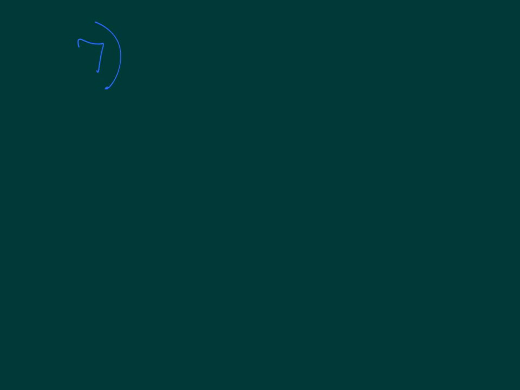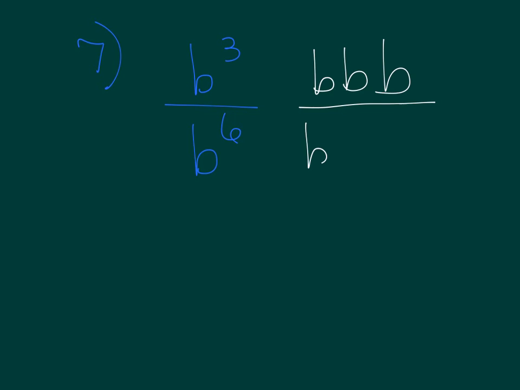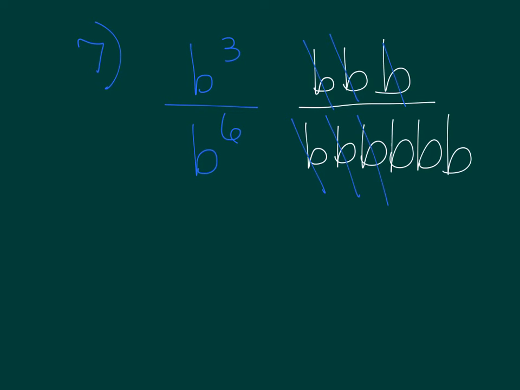Problem number 7. Okay, what if I had b to the third over b to the sixth? One way you can look at this is you can draw a bunch of b's. We have b, b, b, b, b, b, b, lots of b's. And again, we can cancel out a b for a b. So b, b, b, b, b, b. I can't cancel anything else out. There's nothing on top, so that's a 1. On the bottom, we have b to the third.